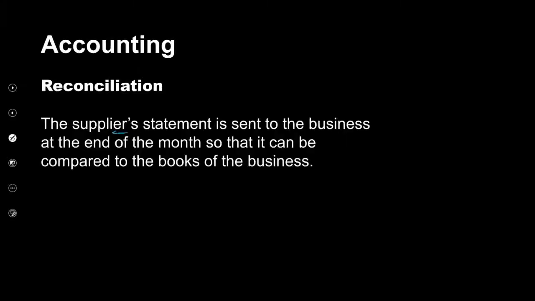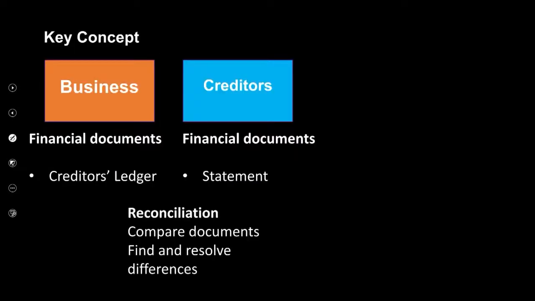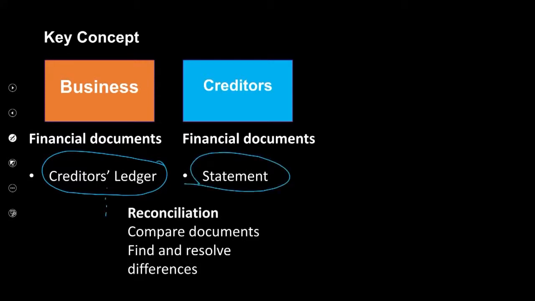The supplier's statement is sent to the business at the end of the month so that it can be compared to the books of the business. So, when we finally bring the two together, what are we bringing together? The creditor's ledger, where we have the individual account of the creditor, and we compare it to the statement. This process is called a reconciliation. What does the word reconciliation mean? It means to bring together.